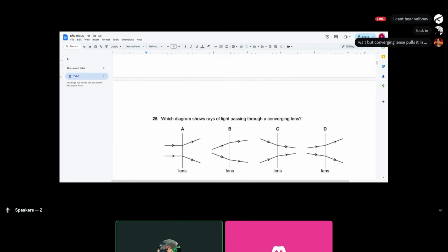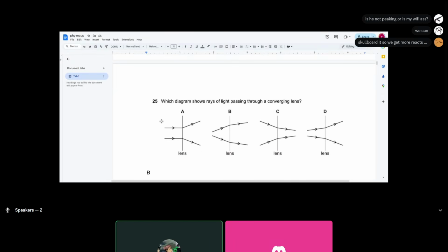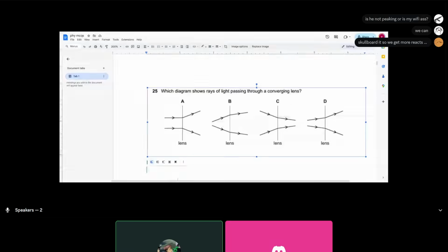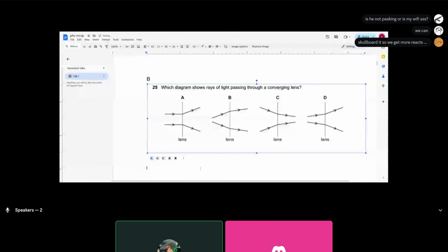Why is everybody reacting to the image? No, it's not C, it's B. Can you guys see my mouse on screen? Is my mouse movement visible? Okay, good. In A, it's obviously diverging, right? Same for D.